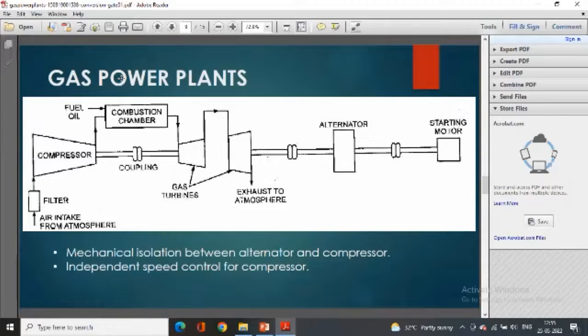In that, the compressed air from the compressor goes to the combustion chamber. In the combustion chamber, the fuel and air are combusted, and the gases pass to the high pressure turbine, and the high pressure turbine starts rotating. The exhaust gases coming out from the high pressure turbine pass to the low pressure turbine, and the low pressure turbine also starts rotating, and the exhaust gases pass to the atmosphere. By using this method, we can improve the efficiency of the gas power plant.